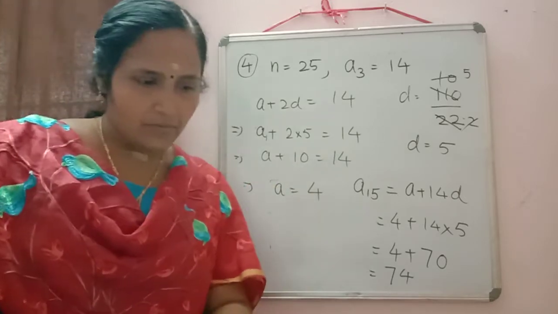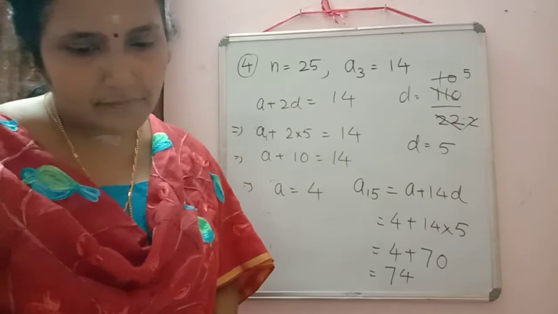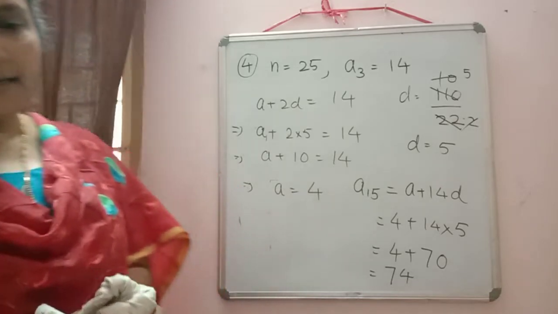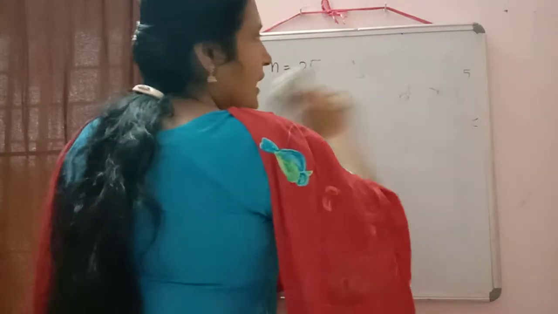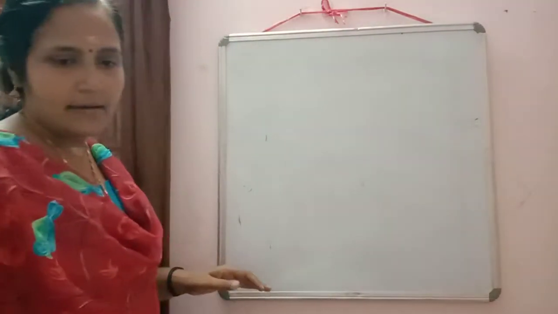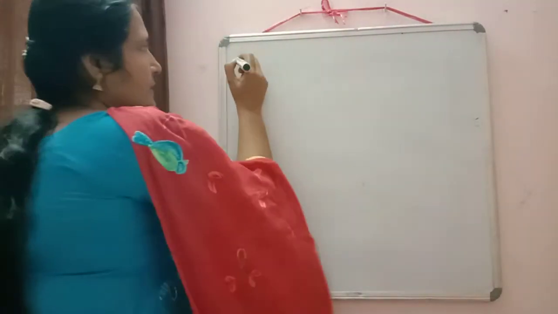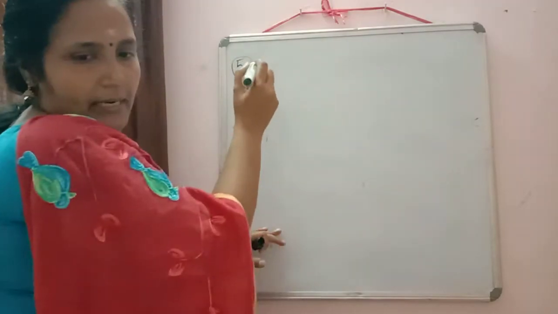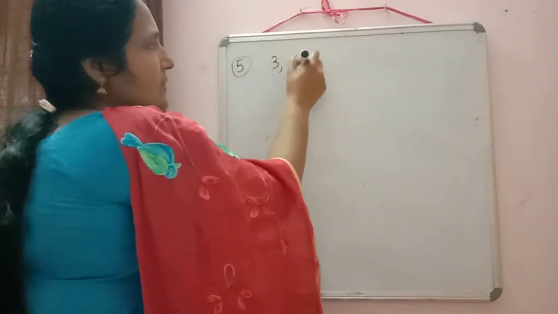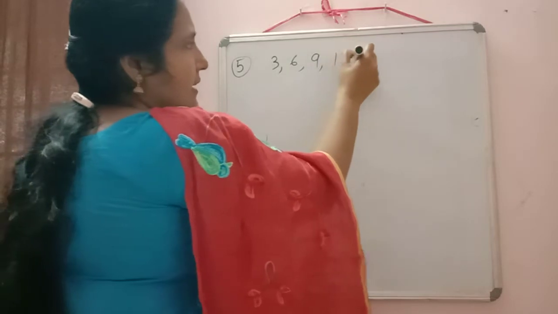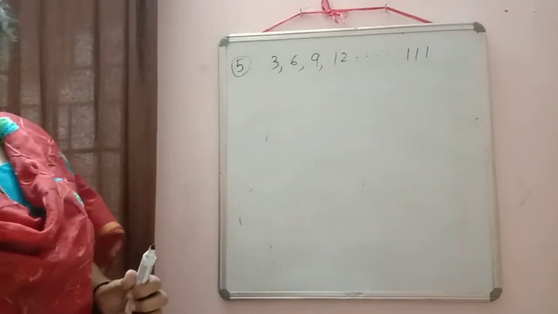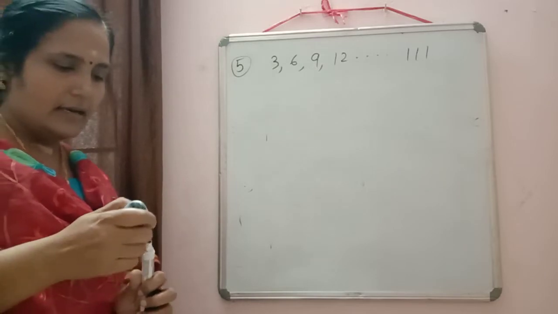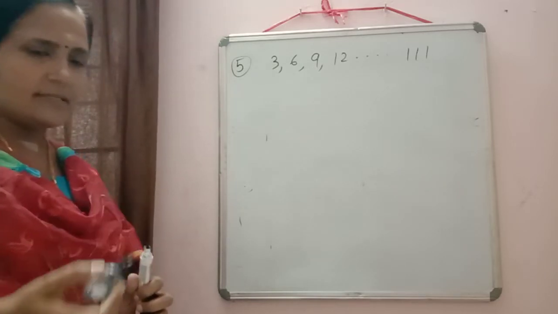Okay. Now the next question: how many terms are there? Write down the question. Question number 5. How many terms are there in the sequence 3, 6, 9, 12, etc., 111? How many terms are there in the given sequence? This sequence is in AP.